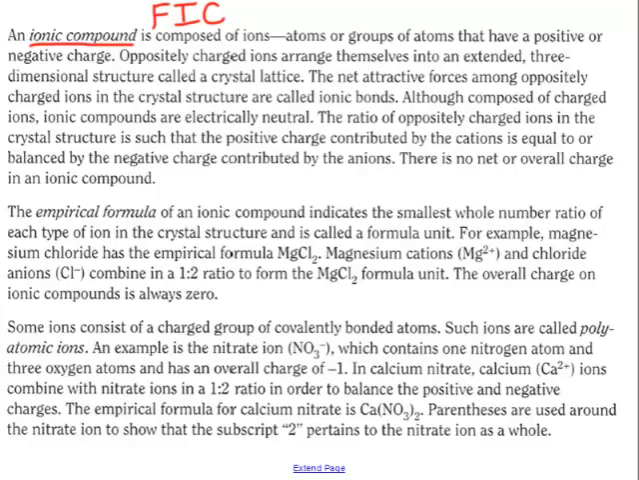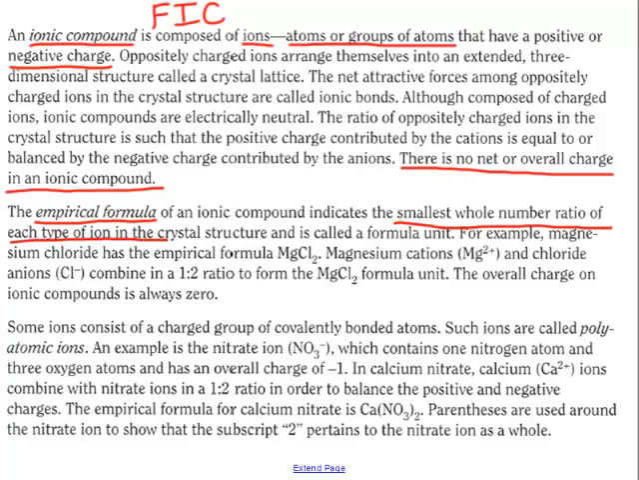An ionic compound is composed of ions, or atoms or groups of atoms that have a charge. One important thing to know is that there's no net or overall charge, so the charge is going to be balanced. There's a term called an empirical formula, which is the smallest whole number ratio of each type of ion. For example, in magnesium chloride, the ratio is 1 magnesium to 2 chlorines. That's why you get MgCl2 as the formula. It's called a formula unit.